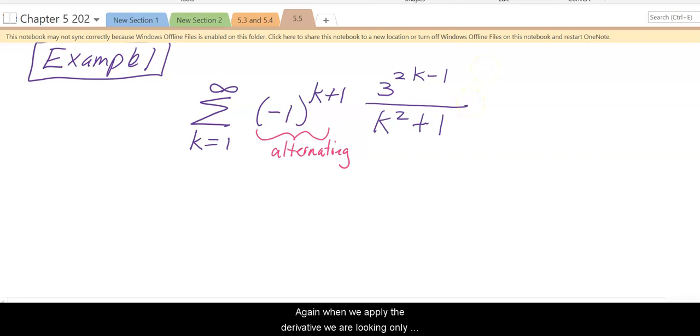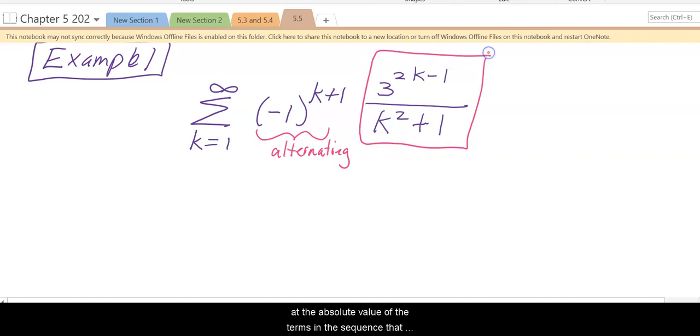Again, when we apply the derivative, we are looking only at the absolute value of the terms in the sequence. That means we strip off the alternating behavior, the -1 to the k, or -1 to the k plus 1, or -1 to the k minus 1. Now I'm going to take the derivative of that and see if it is decreasing. This will prove that it is possible to use the alternating series test.